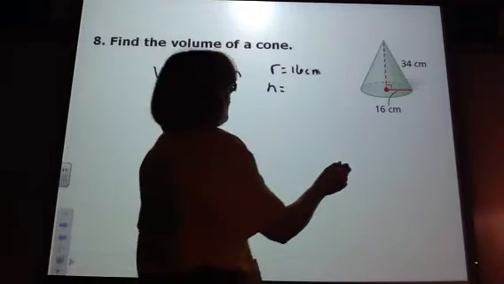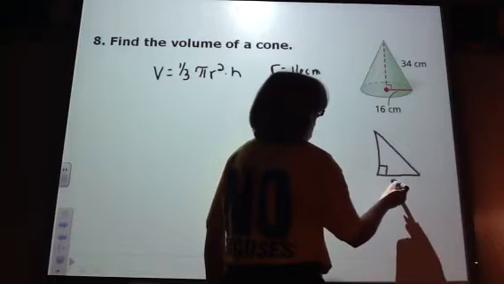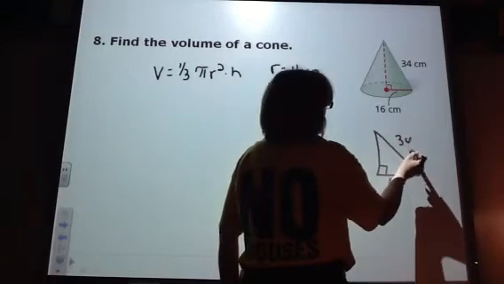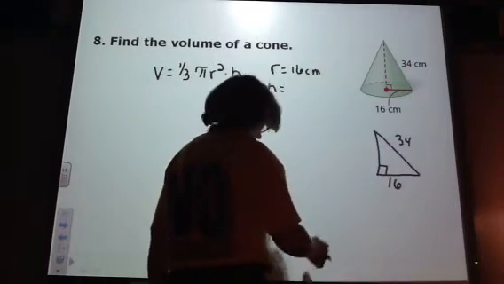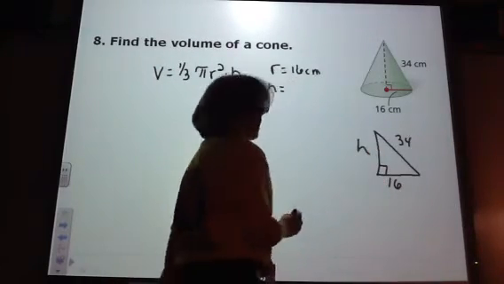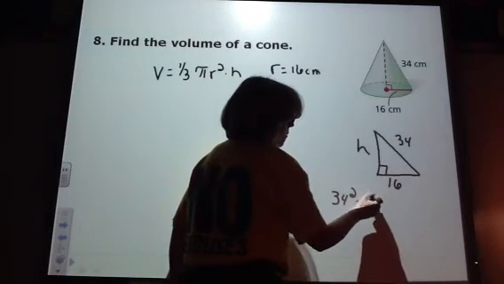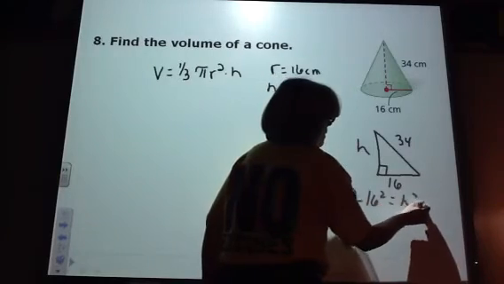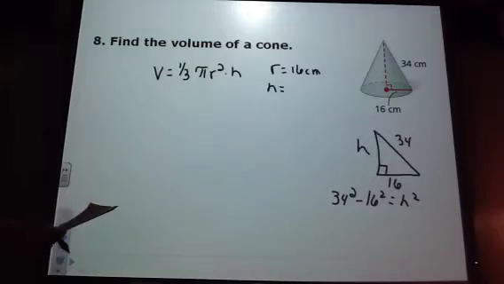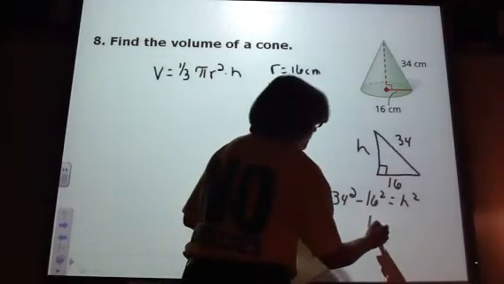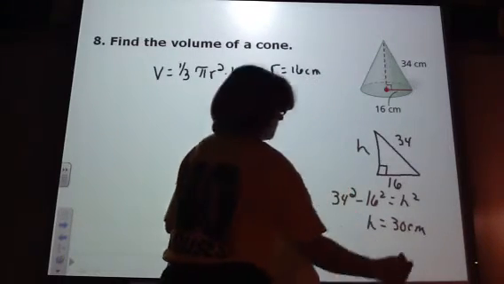So what we have is a right triangle here. This is 16 and this is 34, so we can find this leg, which is actually our height of this cone, by using the Pythagorean theorem. You can take the hypotenuse, square it, subtract one of the legs, square it, and you'll get that height. After you work all this out, class, your height is actually going to be 30 centimeters.